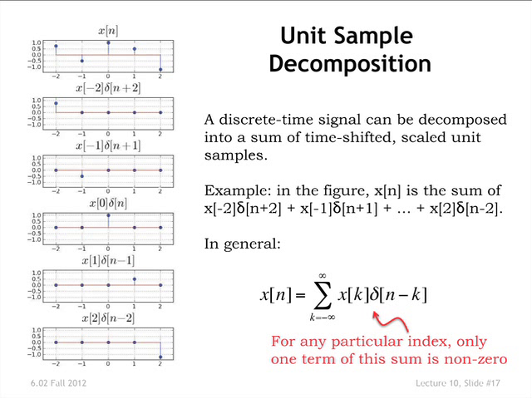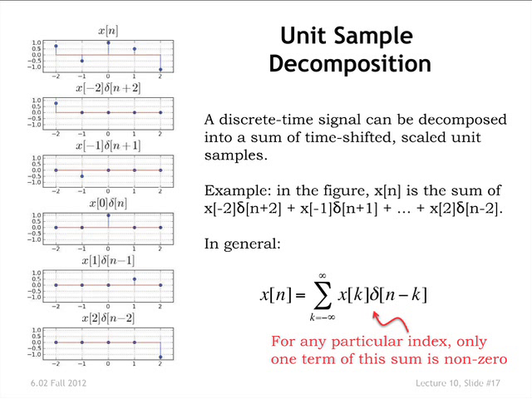And I want to think of it as made up of a bunch of unit sample functions. So what are the unit sample functions? Well, here's one that's centered at -2, but scaled by the value that the input signal has at time -2. Here's another one centered at -1, but scaled by the value that the input signal has at time -1, and so on. So what I'm basically doing is decomposing the input into a weighted combination of unit samples, right? And you can always do that.